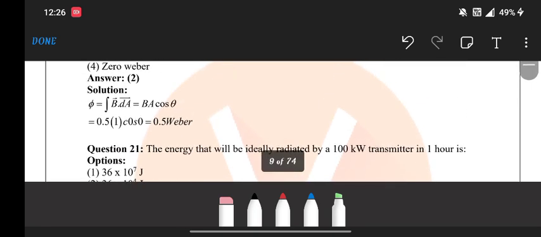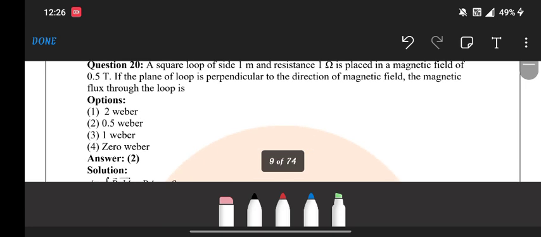So by the information they have given, if you use the formula, flux is equal to the integration of B dot dA, that is equal to BA cos theta. So therefore it is equal to 0.5 into 1 into cos 0, so that is equal to 0.5 Weber we will get. So therefore the correct one is option B or option 2, 0.5 Weber is the correct answer for question number 20.